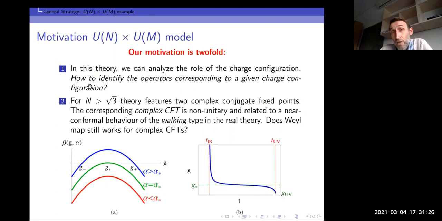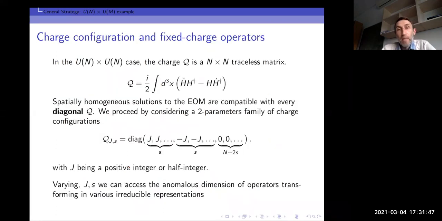And the second important difference will be that now you can really analyze the role of the charge configurations, because in this model, depending on the quantum numbers here, you can have many possibilities for the charge configuration, compared to the ON model, where you had basically only a single charge. Here it will be very, very different. And basically you can analyze a two parameter family of the charge configurations, which is shown here.